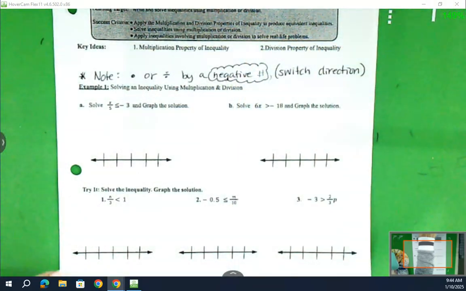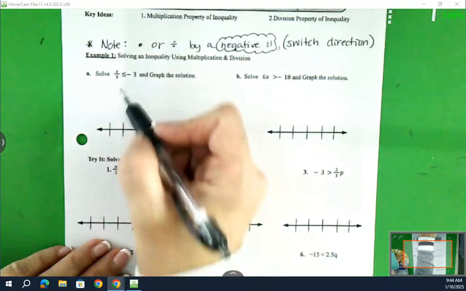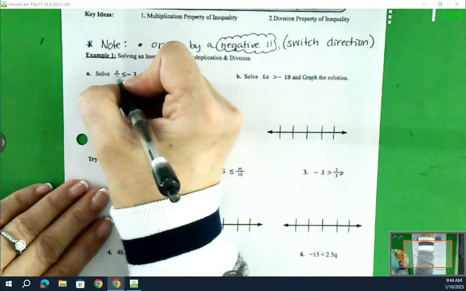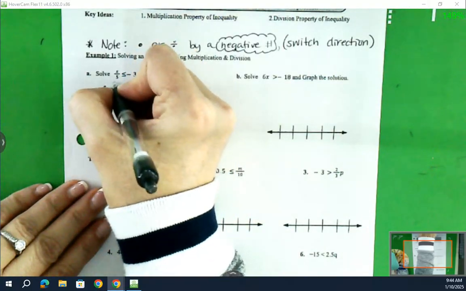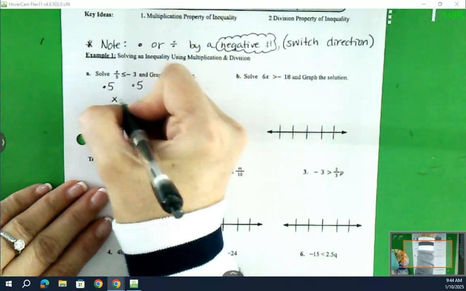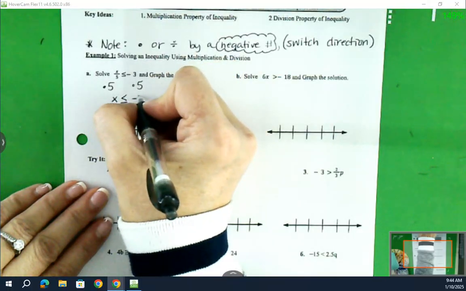Okay, so we have a couple examples that I'm going to do with you here. It says solve x divided by 5 is less than or equal to negative 3. So the opposite of dividing by 5 would be to multiply by 5. So I'm going to multiply both sides by 5, which then will get me x is less than or equal to negative 15.